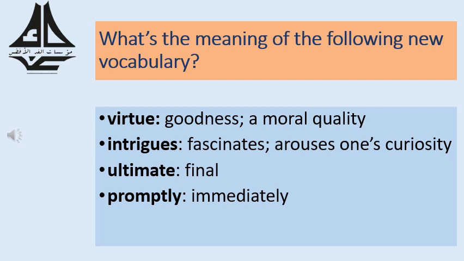Let's start with the first part of the new vocabulary. First of all, we have virtue, intrigues, ultimate, promptly. Virtue means goodness or a moral quality. Intrigues means fascinates or arouses one's curiosity. Ultimate means final. Promptly means immediately.